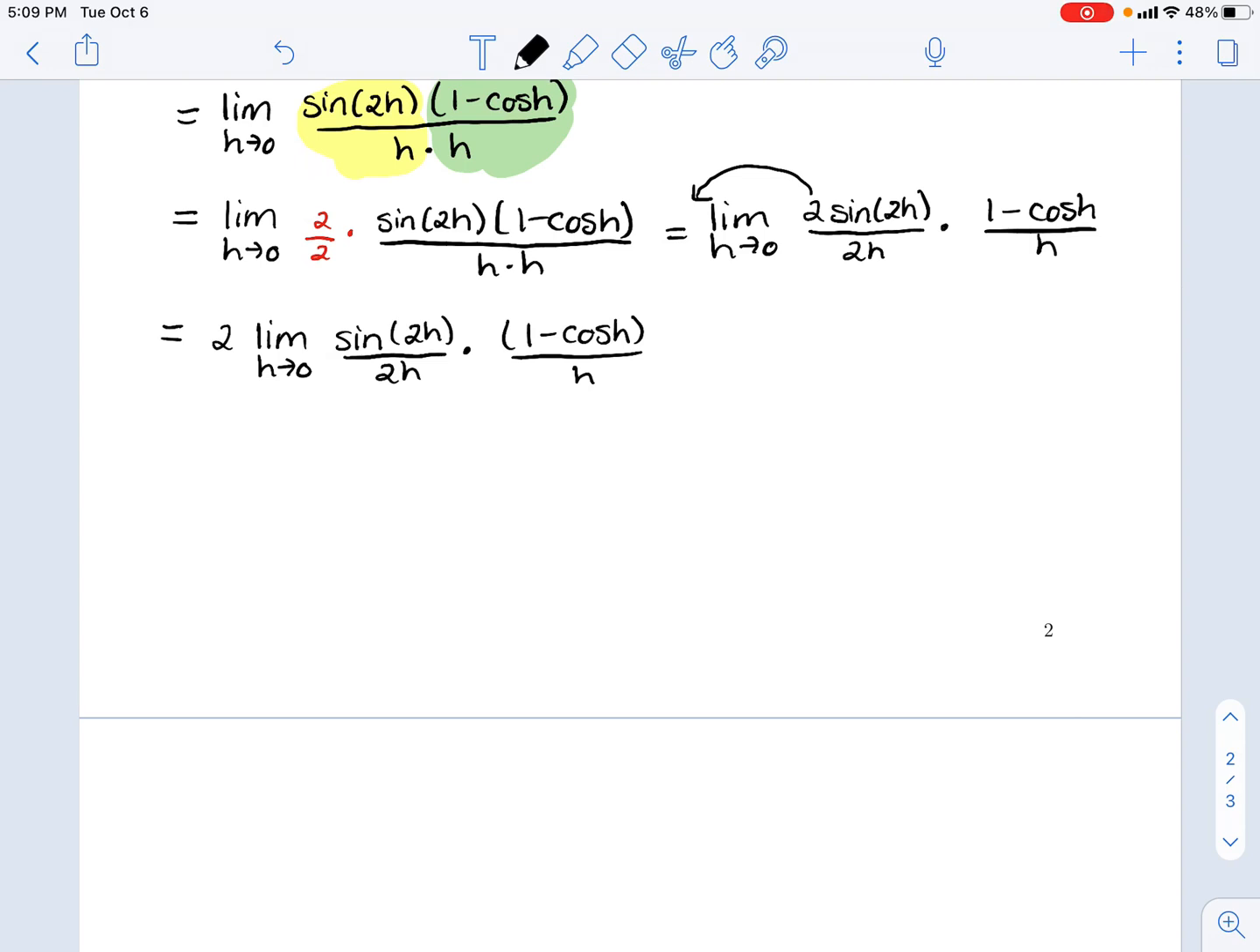And so now, just using properties of limits, you should get that the answer is 2. So I have that this is equal to 2 times the limit of sine of 2h over 2h times the limit as h approaches 0 of 1 minus cosine h over h. And so this is equal to 2 times 1 times 1, which is equal to 2.